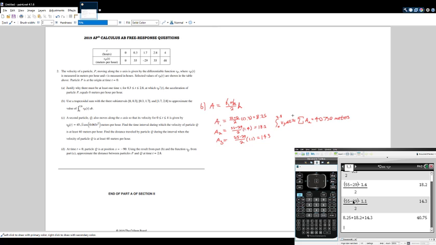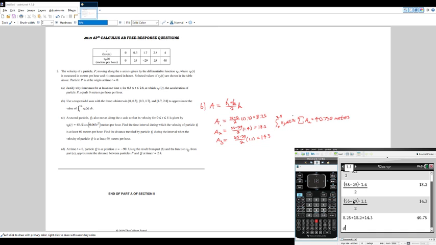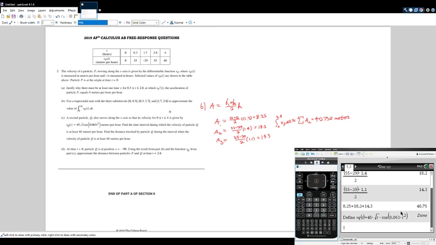Part C says the second particle Q also moves along the x-axis. Its velocity for that interval is given by a separate function. I'm going to go ahead and define it on the calculator just to be quick. Vq of t is equal to 45 square root of t times the cosine of 0.063 t squared. Find the time interval during which the velocity of particle Q is at least 60 meters per hour. Find the distance traveled by particle Q during the interval when the velocity of particle Q is at least 60 meters per hour. So first you need to find the interval, right?